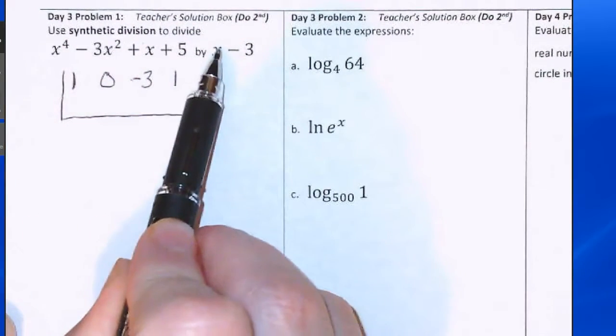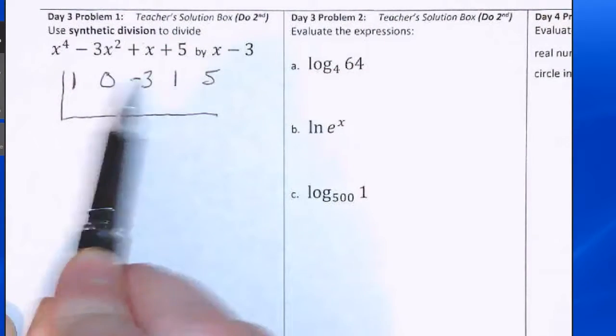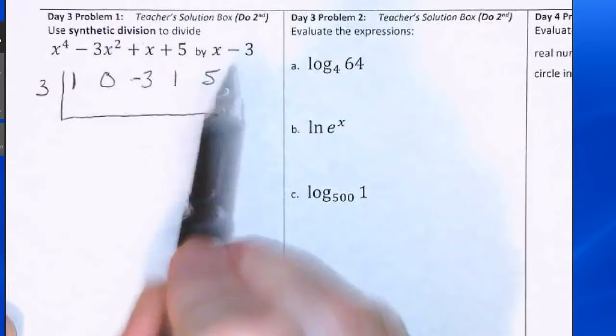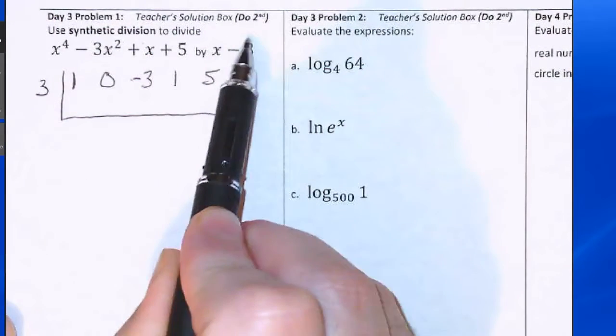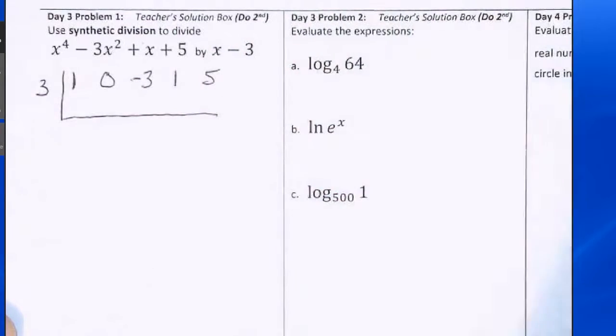To divide by x minus 3, the number that we're going to divide into this list of coefficients is actually positive 3. It's whatever number is used for x for that binomial to turn out to be 0. We're going to go through the process now of synthetic division.